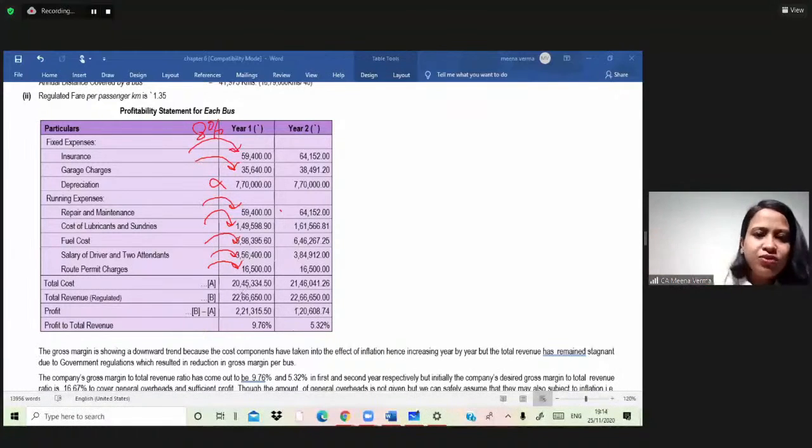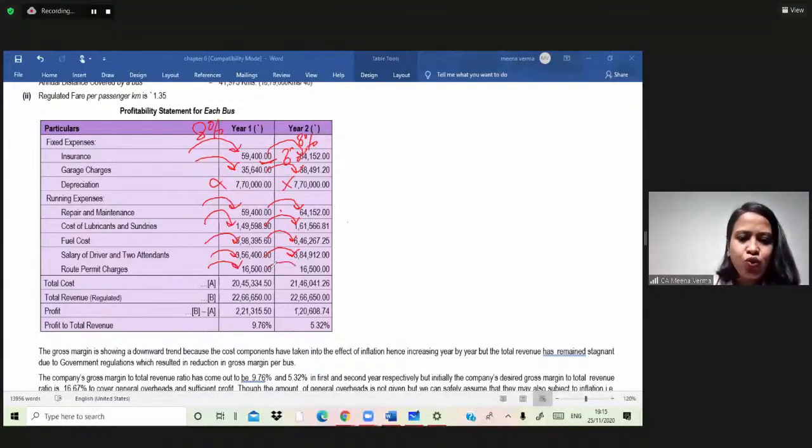And from these values, for the next year, again 8% inflation. From this to this, 8% inflation. Again 8% inflation. Not for the depreciation. For repair and maintenance, yes, 8% inflation. For cost of lubricant and sundries, yes, 8% inflation. For fuel cost, 8% inflation. For salaries of driver and two attendants, 8% inflation. For route permit charges, 8% inflation.